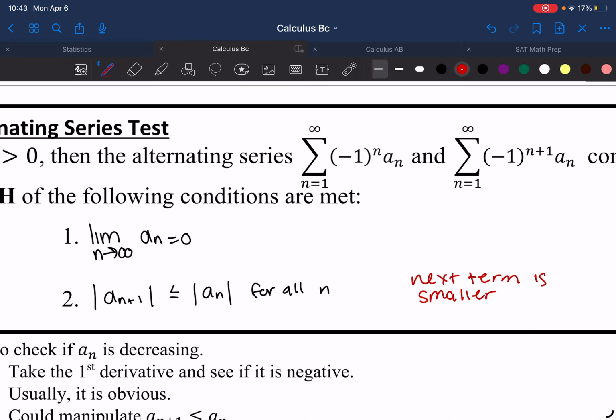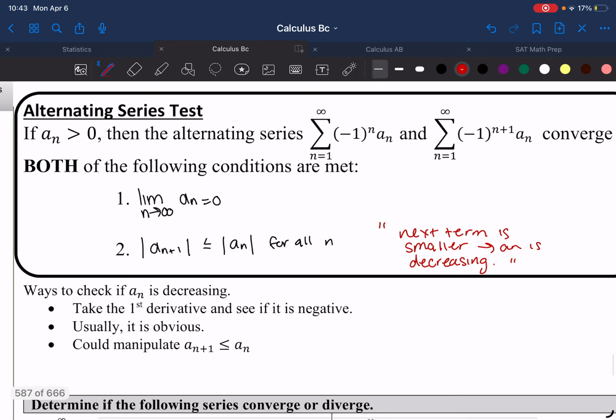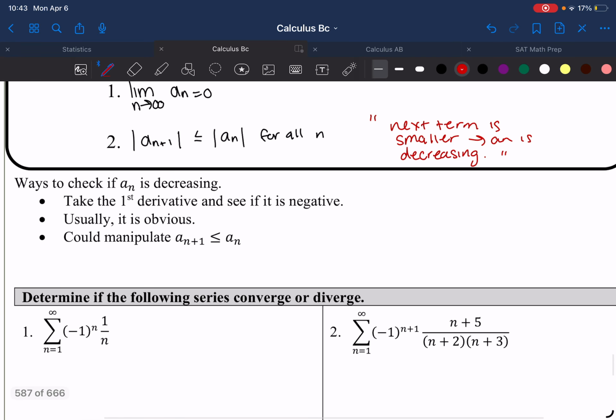Okay, or another way to view this is a sub n is decreasing. Okay, so that's what this inequality means. So it says ways to check if a sub n is decreasing. So ways to check and prove this second condition.